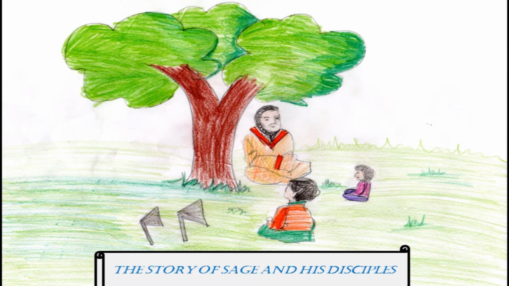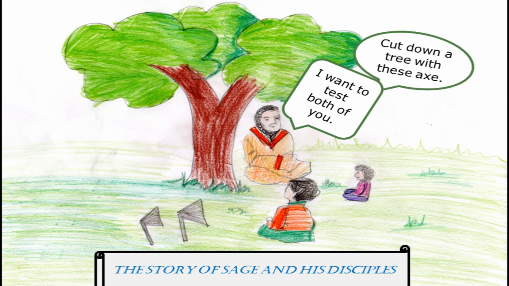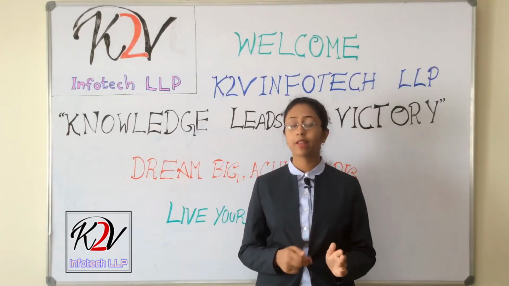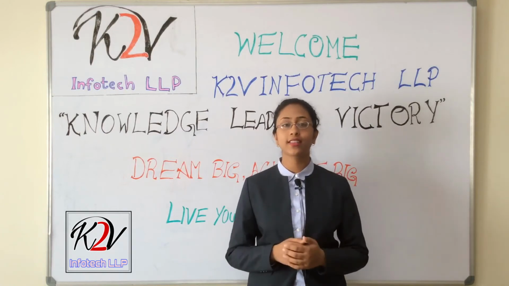I remember a common story of the sage and his disciples. Once upon a time, there was a sage who was a teacher. He had many students, and one fine day, he called two of his students and decided to test their skills. He asked each student to do what he said. He gave each student an axe, and told each of them to cut two trees. However, remember that both of the axes were equally blunt. Let's see what happened next.